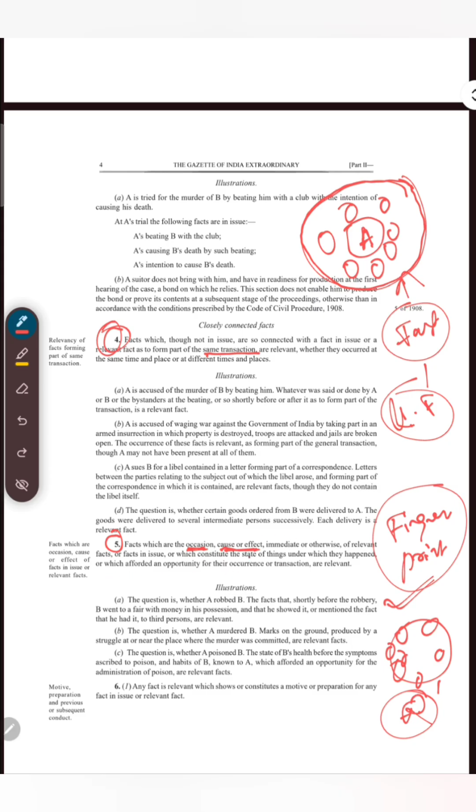Okay, which constitute the state of things under which they happened or which afforded an opportunity, this occasion thing. Again let us go back to this example where A is alone in the house, and even the neighbors are not present. This is affording an opportunity to the criminal to commit the crime. So this all will be relevant. So basically this occasion, cause and effect will be relevant.